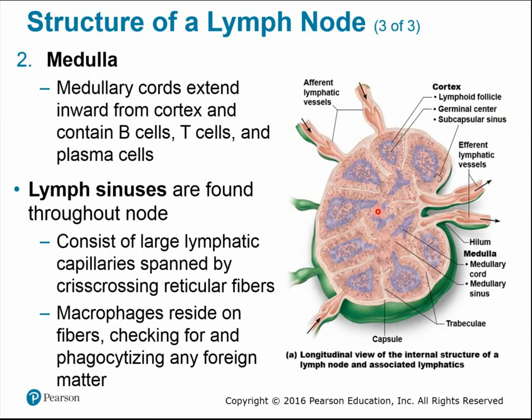And again, the medulla was the kind of the inner portion, the middle portion of the lymph node that's going to extend from the cortex. So there are B cells and T cells and plasma cells generally found within the medulla. Right? So again, the plasma cells are what produce the antibodies. Lymph sinuses found throughout the node. So these are just going to contain some larger lymphatic capillaries. And contain some macrophages to, again, kind of check for any pathogenic or foreign matter.